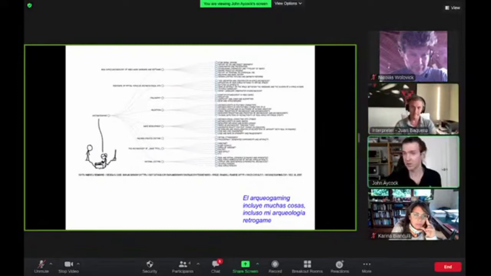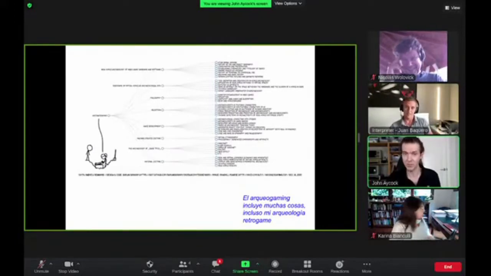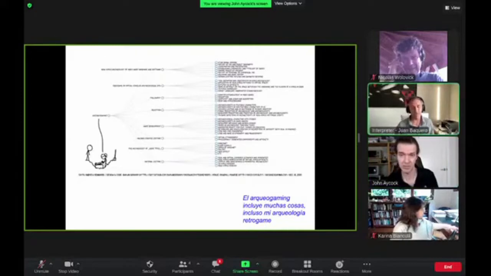For example, archaeogaming includes physical excavation of video game artifacts, like at the New Mexico site. It includes the portrayal of archaeology and archaeologists in games. It includes conducting real archaeology in virtual game worlds. Incluye distintas cosas, como puede ser la excavación que les mostré antes en México, la descripción, dar un pantallazo de la imagen de lo que eran los juegos, muchas cosas.